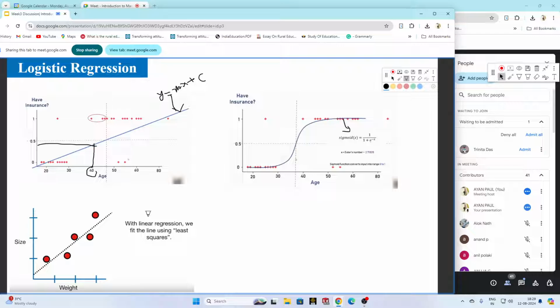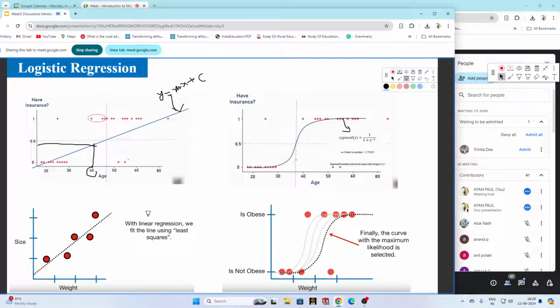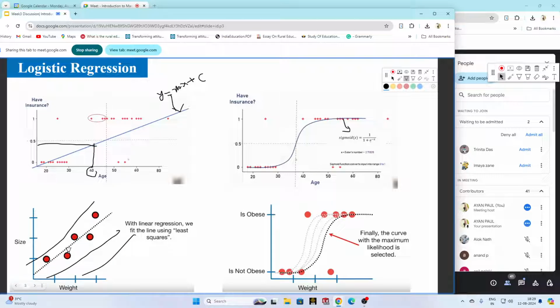But in logistic regression we will do it with something called likelihood. So what is likelihood? We will see. In linear regression, we can fit a curve here, here, or here, and for one of these curves only, your RSS value will be minimum. Similarly for logistic regression, we have to fit some S-shaped curves. So this is our first S-shaped curve, second, third, fourth, etc.